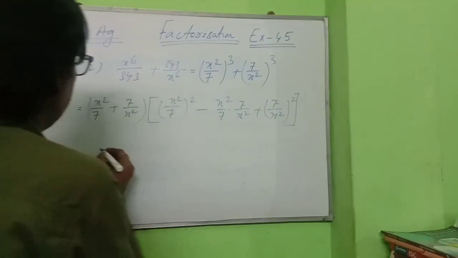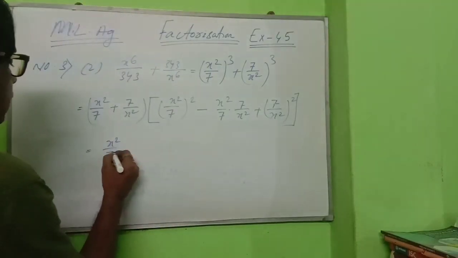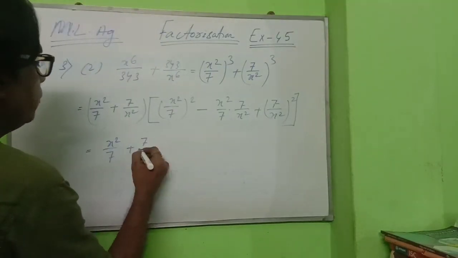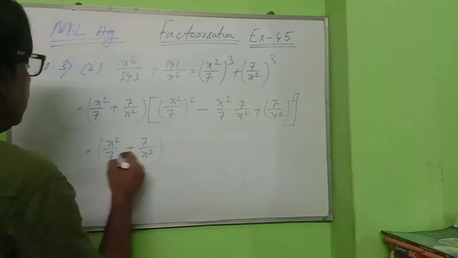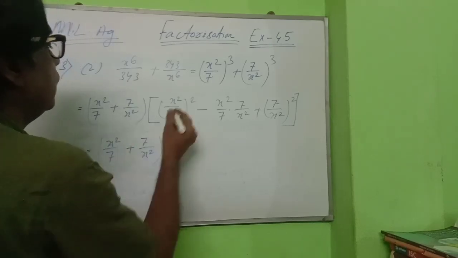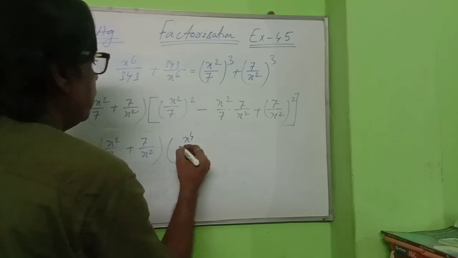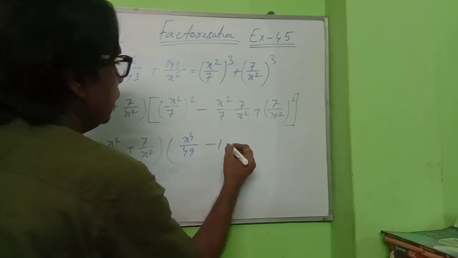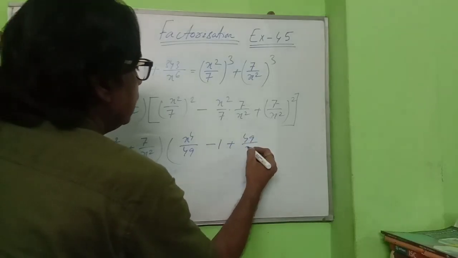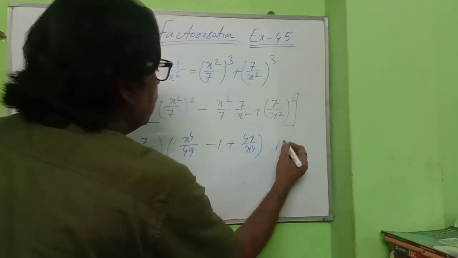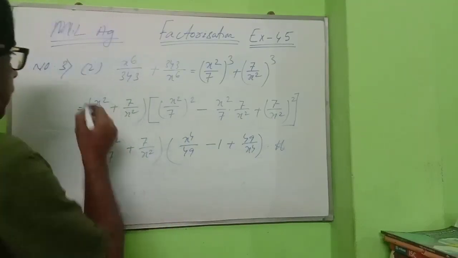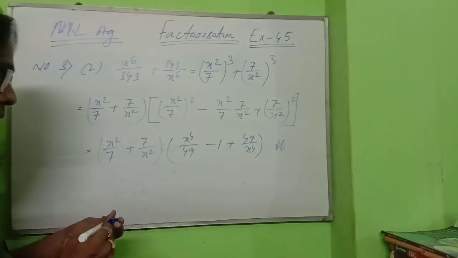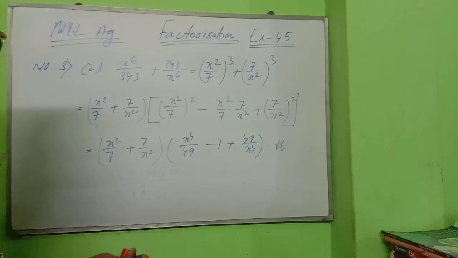Now tell me the answer. This is x square by 7 plus 7 by x square. This part will be x to the power 4 by 49, minus 1, plus 49 by x to the power 4. This is the answer of number 3, first part, I have done. Just see next, number 3, second part.